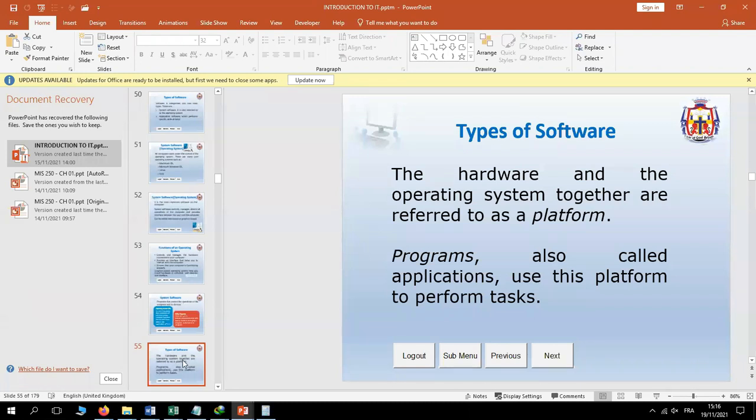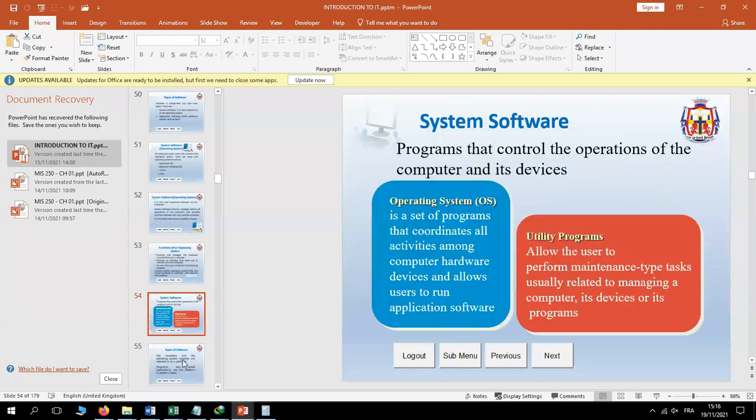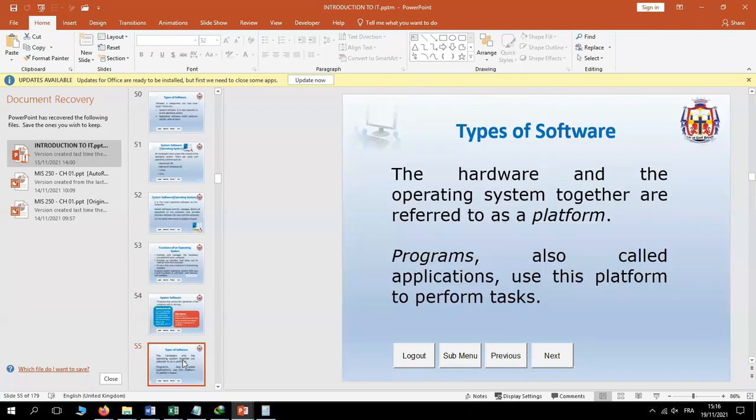Now the operating system, ladies and gentlemen, gives us what we call the platform. Therefore, the operating system provides us with the platform to interact with the computer. Now that we have the platform, we are able to execute or perform specific tasks on the computer, tasks that we want to get executed.